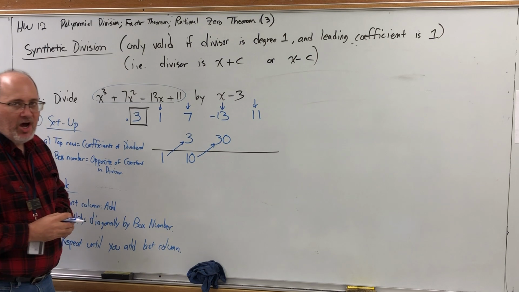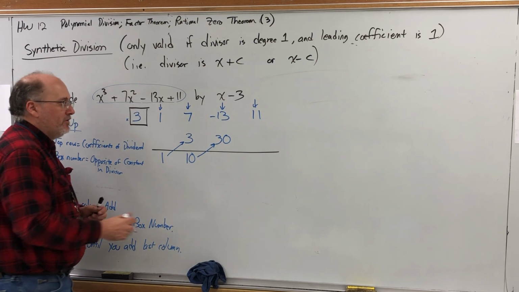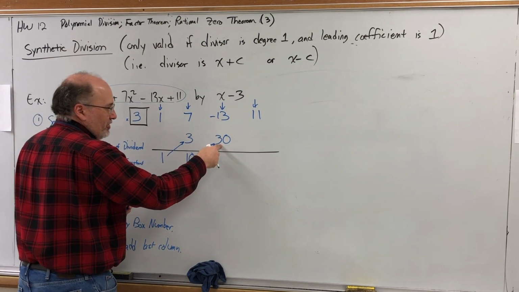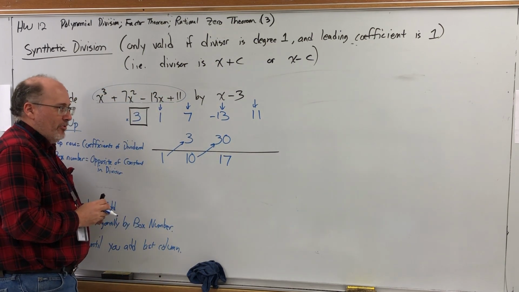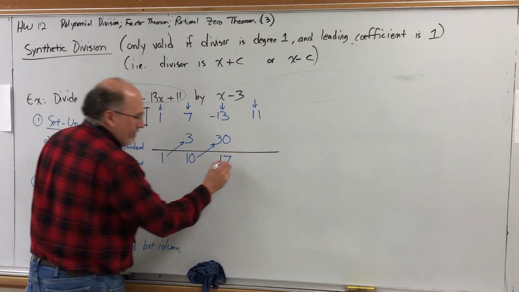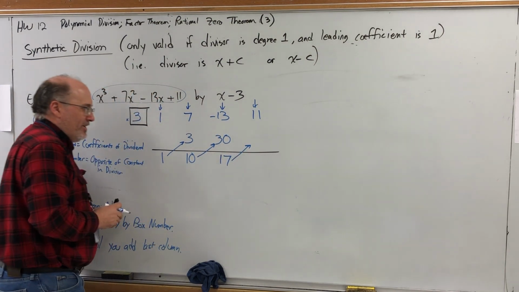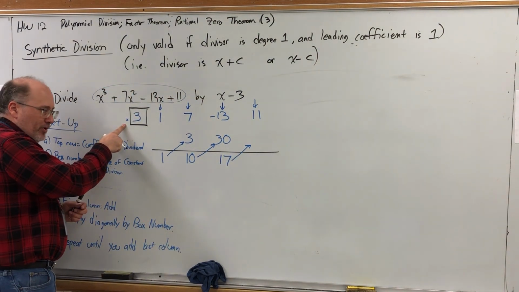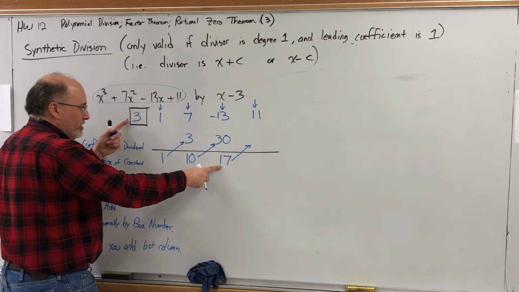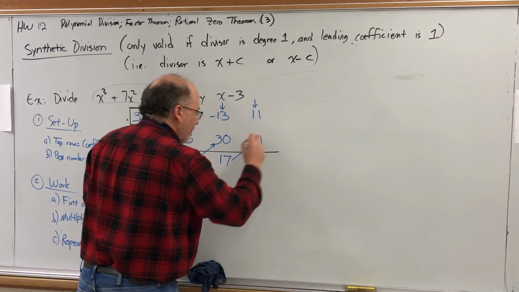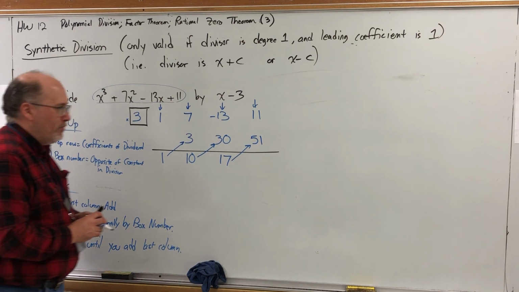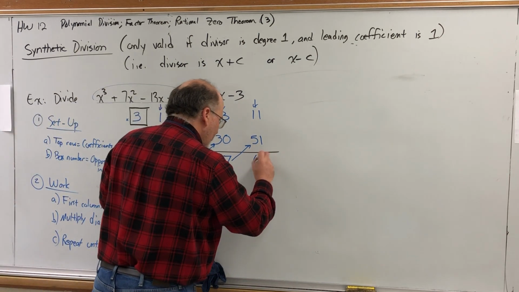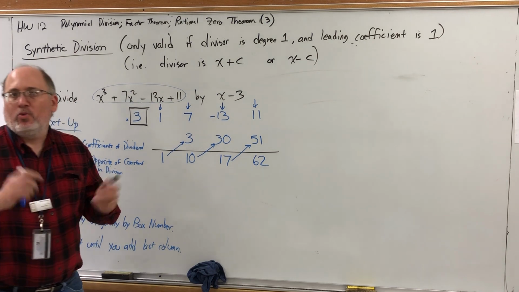That puts us in the third column. So we add again. Negative 13 plus 30 is 17. And now that we've added, we multiply diagonally by the box number. 17 times 3 is 51. And then you add up the last column. 11 plus 51 is 62. That's all there is in the work.